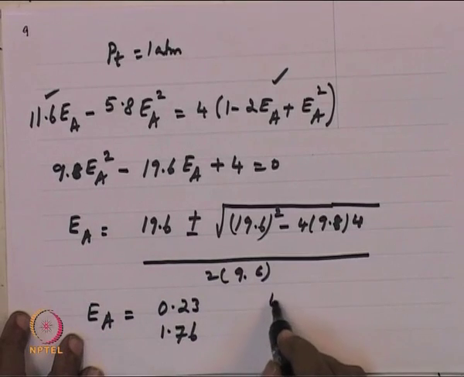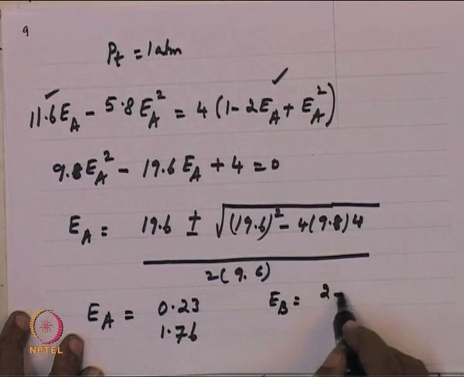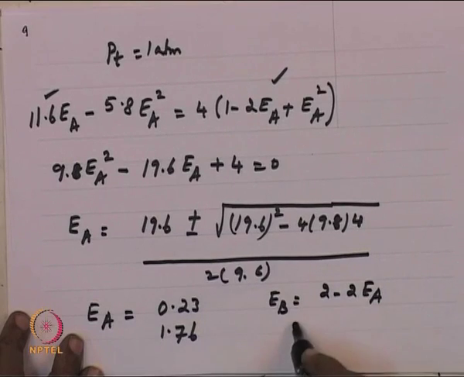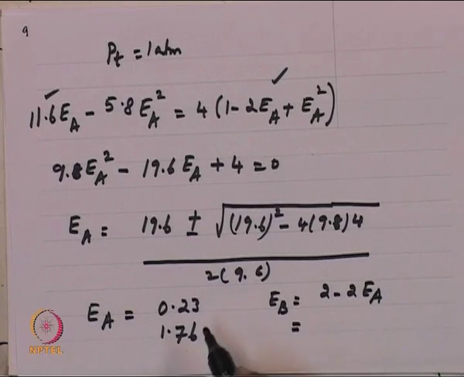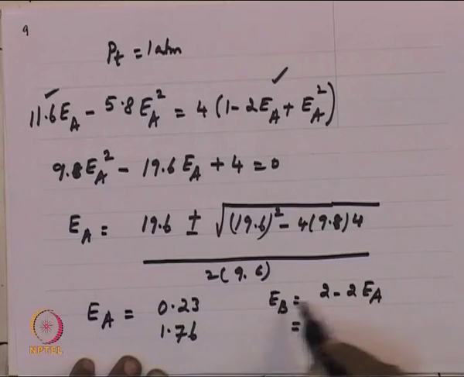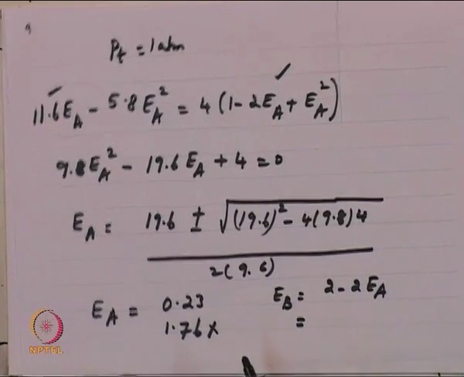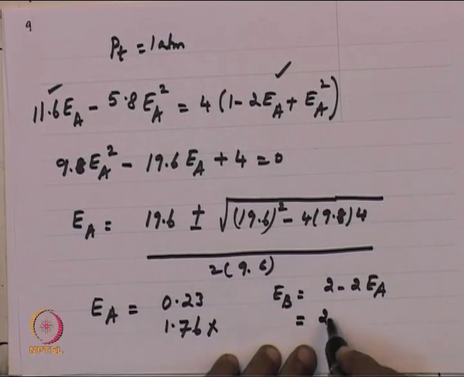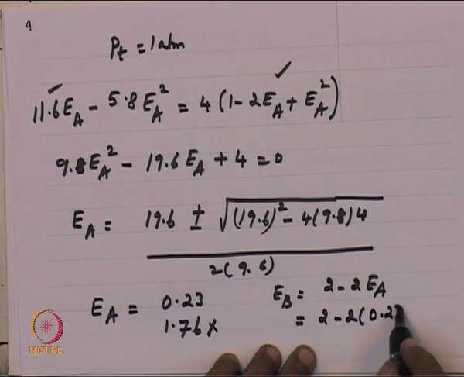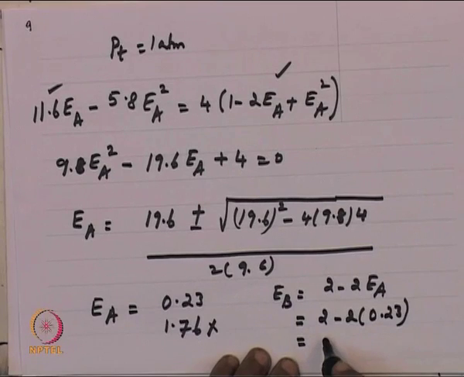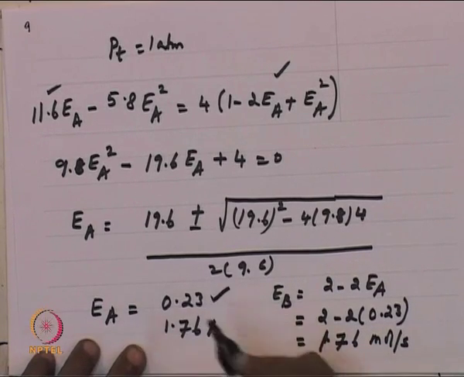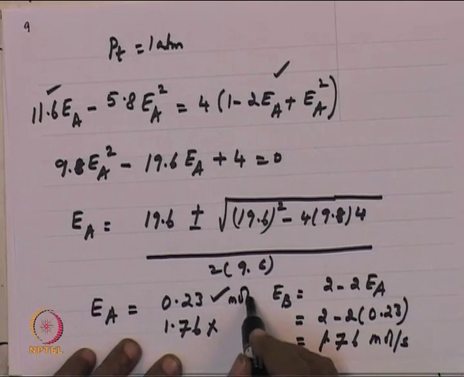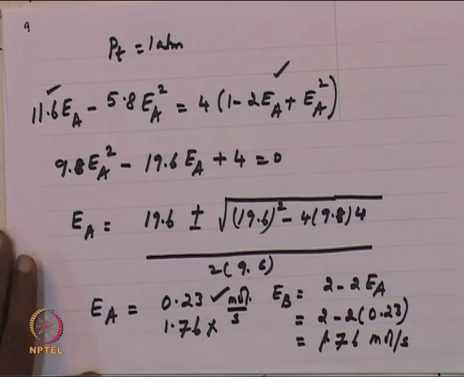So, Eb equals 2 minus twice Ea, that is 2 minus 2 Ea. Now, when you put 1.76 here, Eb becomes negative, therefore this solution is not admissible. The admissible solution is the second one, Ea equal to 0.23, and Eb is 2 into 0.23, that is 1.76 moles per second. So, what have we done?